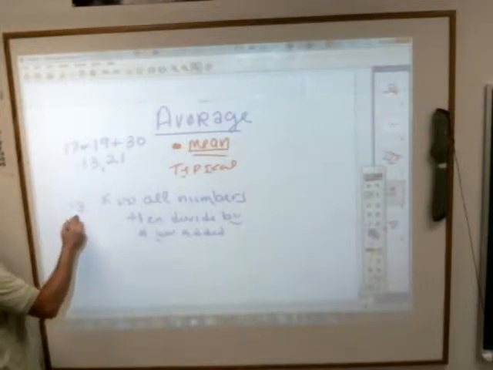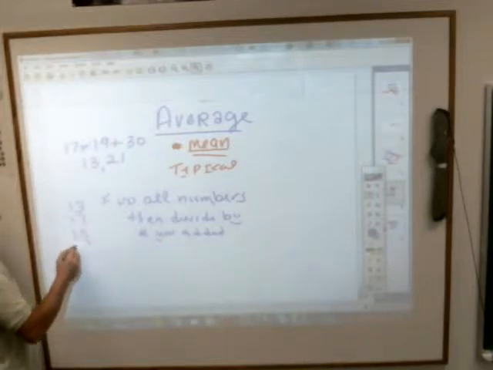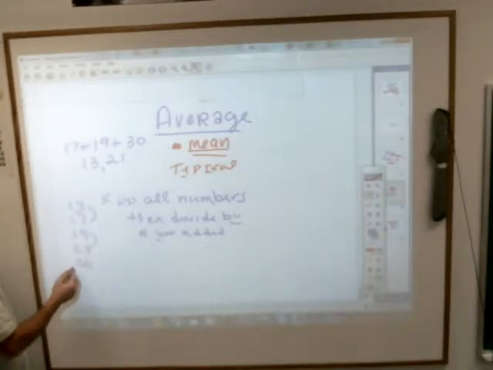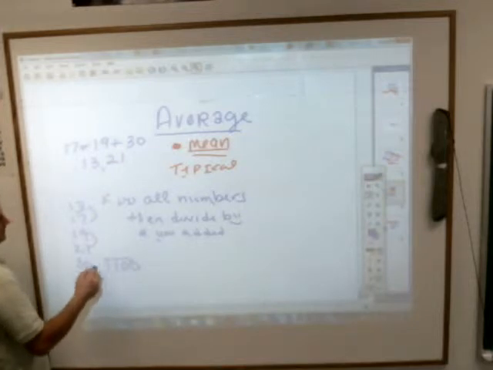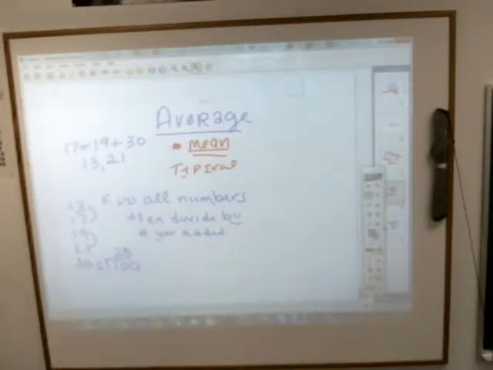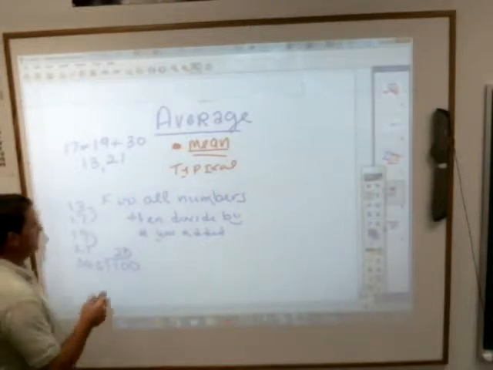So I go 13 plus 17 plus 19 plus 21 plus 30. We'll look at how they nicely work out. 30 plus 40 is 70 plus 30 is 100. Divide them by how many numbers? 5. I do actually get 20 for my average. Wasn't that nice how that worked out?